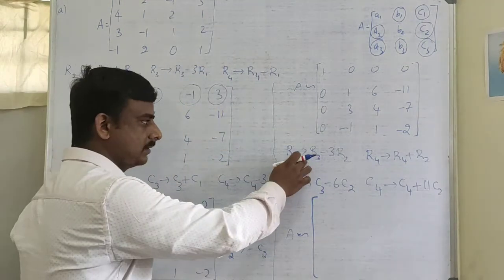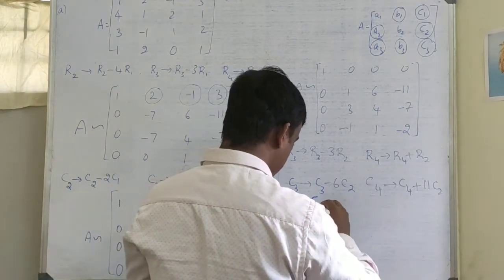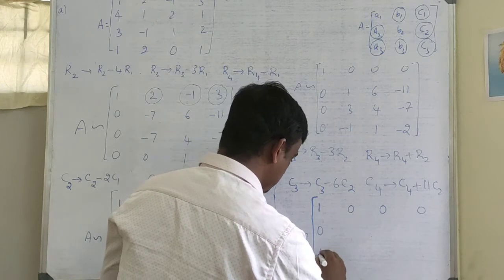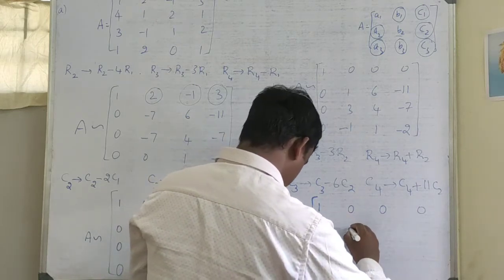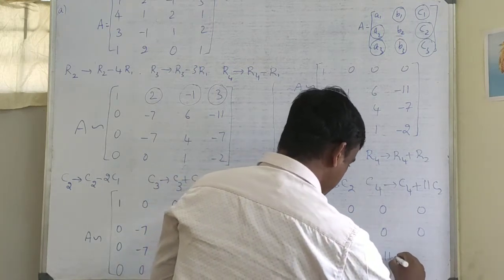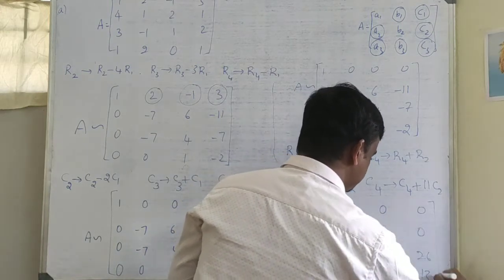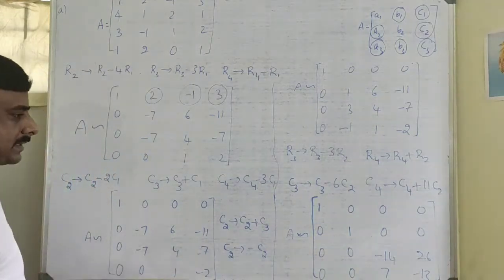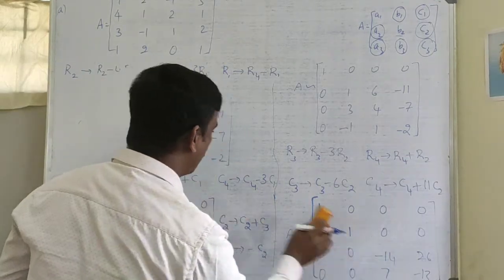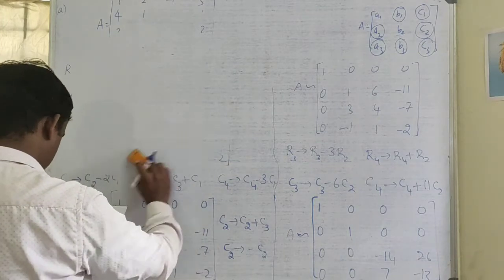after applying this operation, the matrix will be 1 0 0 0, 0 1 0 0, 0 0 minus 14 26, 0 0 7 minus 13. Next I have to make this entry 1. Sorry, it should be 1, not 0. So to make that entry 1, I'll do one thing.